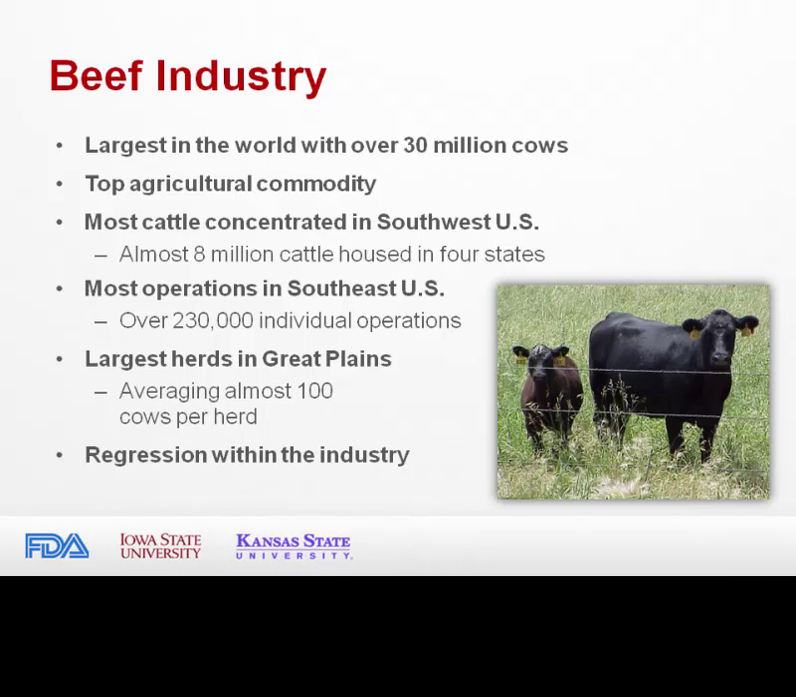However, the majority of individual cattle operations are in the southeastern states, from Kentucky to Florida and Arkansas to North Carolina. These states are home to over 230,000 operations. The largest herds of beef cattle are generally found in the Great Plains regions of Montana, Wyoming, Colorado, Nebraska, Kansas, and North and South Dakota, with an average of almost 100 cows per herd. Unfortunately, there has been a regression in the beef cattle industry as a whole due to severe droughts, increasing feed costs, and negative public perceptions.